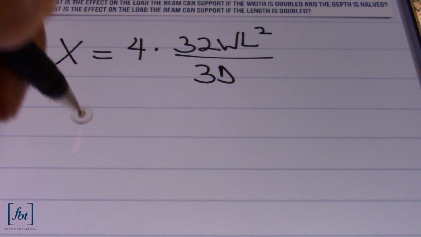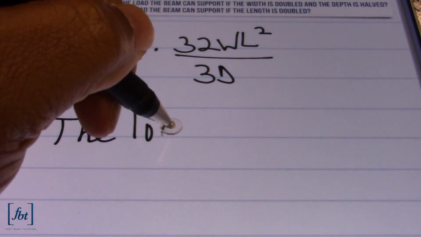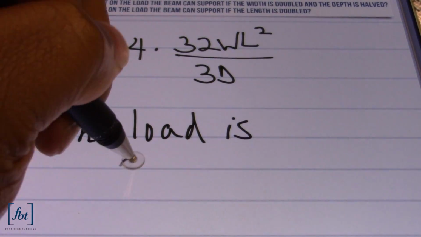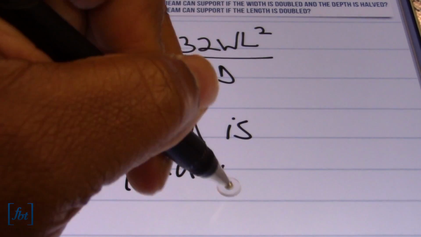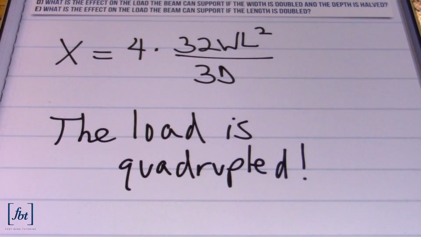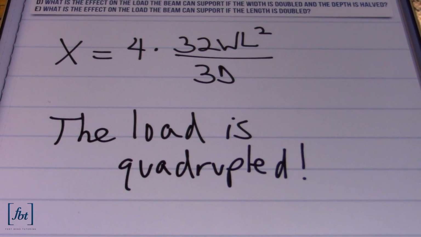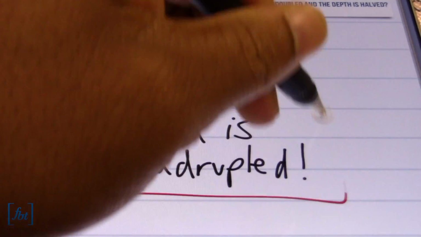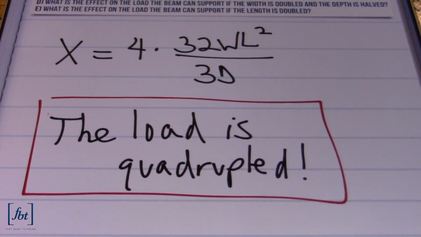Okay, we'll say that the load is quadrupled. That's our answer. Red box it. Red boxing it. And that's part D of problem number 4. Your final part is coming up, part E.